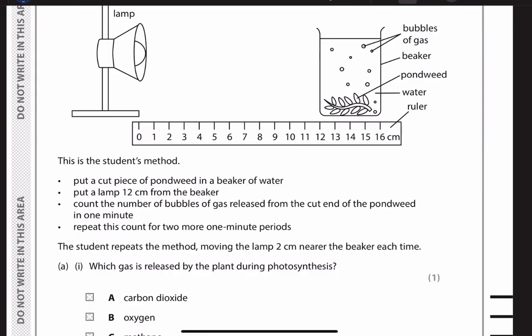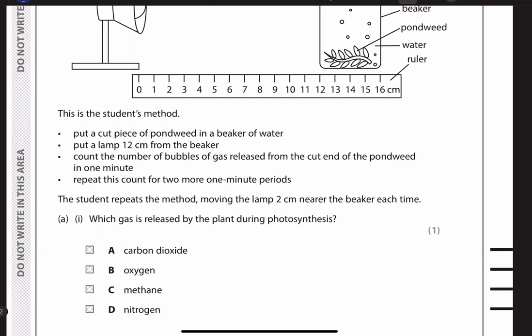Repeat this count for 2 more 1-minute periods. The student repeats this method, moving the lamp 2 centimeters nearer to the beaker each time. Which gas is released by the plant during photosynthesis? So if you want to remember, photosynthesis is essentially the inverse of respiration. If we saw that in respiration, oxygen was one of the reactants, we know that in photosynthesis, oxygen is a product. So the gas released by the plant in photosynthesis is going to be oxygen.